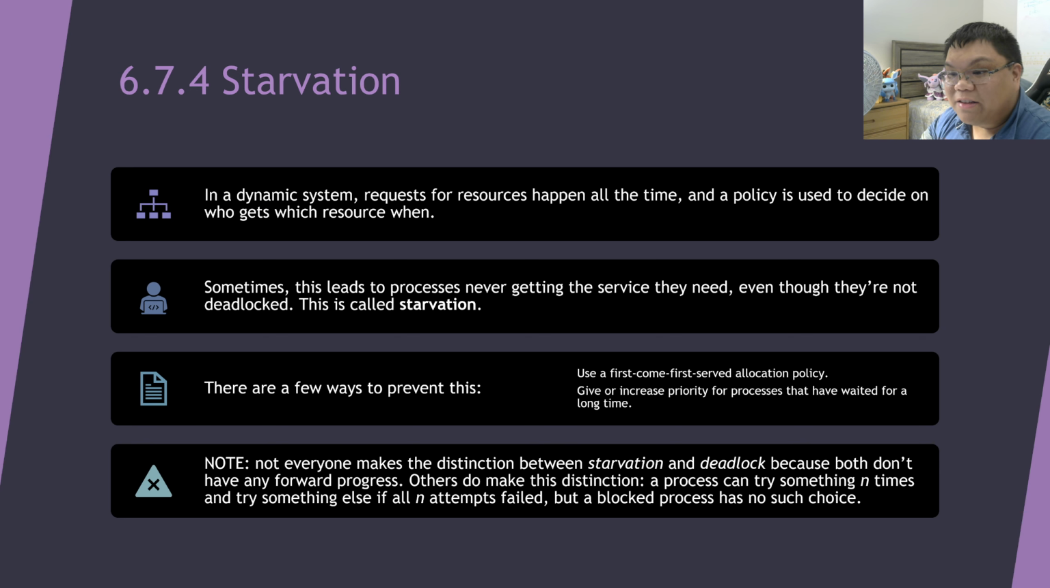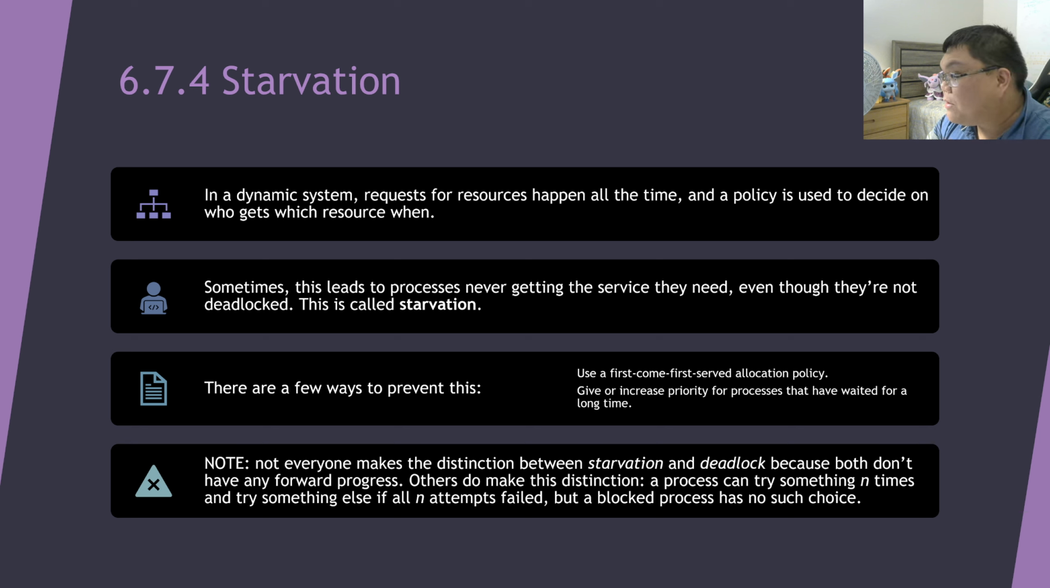And then there's another thing called starvation. In a dynamic system, requests for resources happen all the time, and a policy is used to decide who gets which resource when. Sometimes this leads to processes never getting the service they need, even though they're not deadlocked. This is starvation. When a process asks for a resource, and it never gets the resource, that's called starvation.